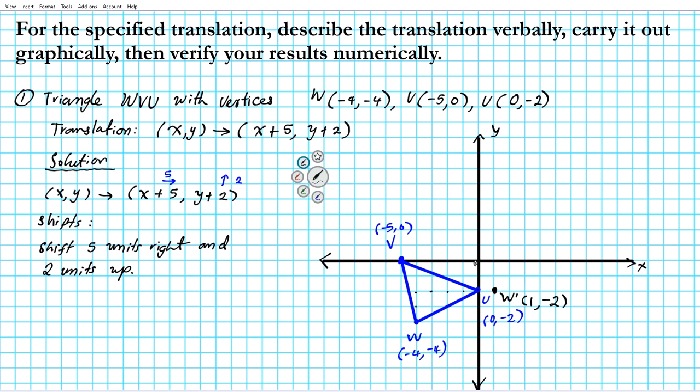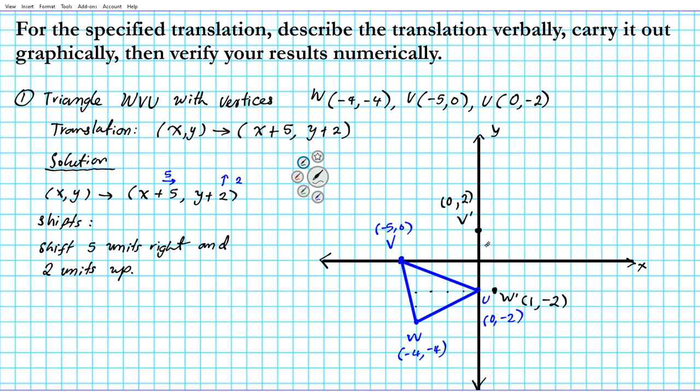Okay, next one is V. We're going to shift it. Let's do 5 units to the right, 1, 2, 3, 4, 5, and then 2 units up, 1, 2. Right here is point V prime. Okay, and we can see the coordinates are 0, 2.